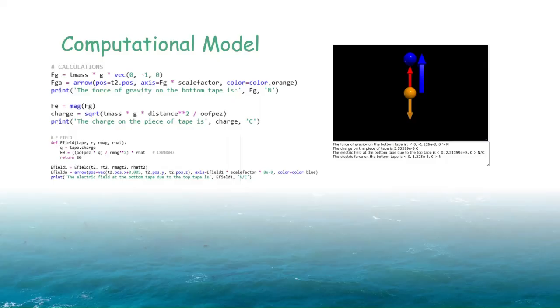This is my computational model from GlowScript and my calculations to find the force of gravity, the electric force, and the E field. And as you can see in the simulation, the force of the gravity and the electric force oppose one another and produce a net force of 0. The E field arrow was scaled down considerably, and the magnitude of the charge of a single piece of tape was calculated to be 5.53 times 10 to the negative 9th coulomb.